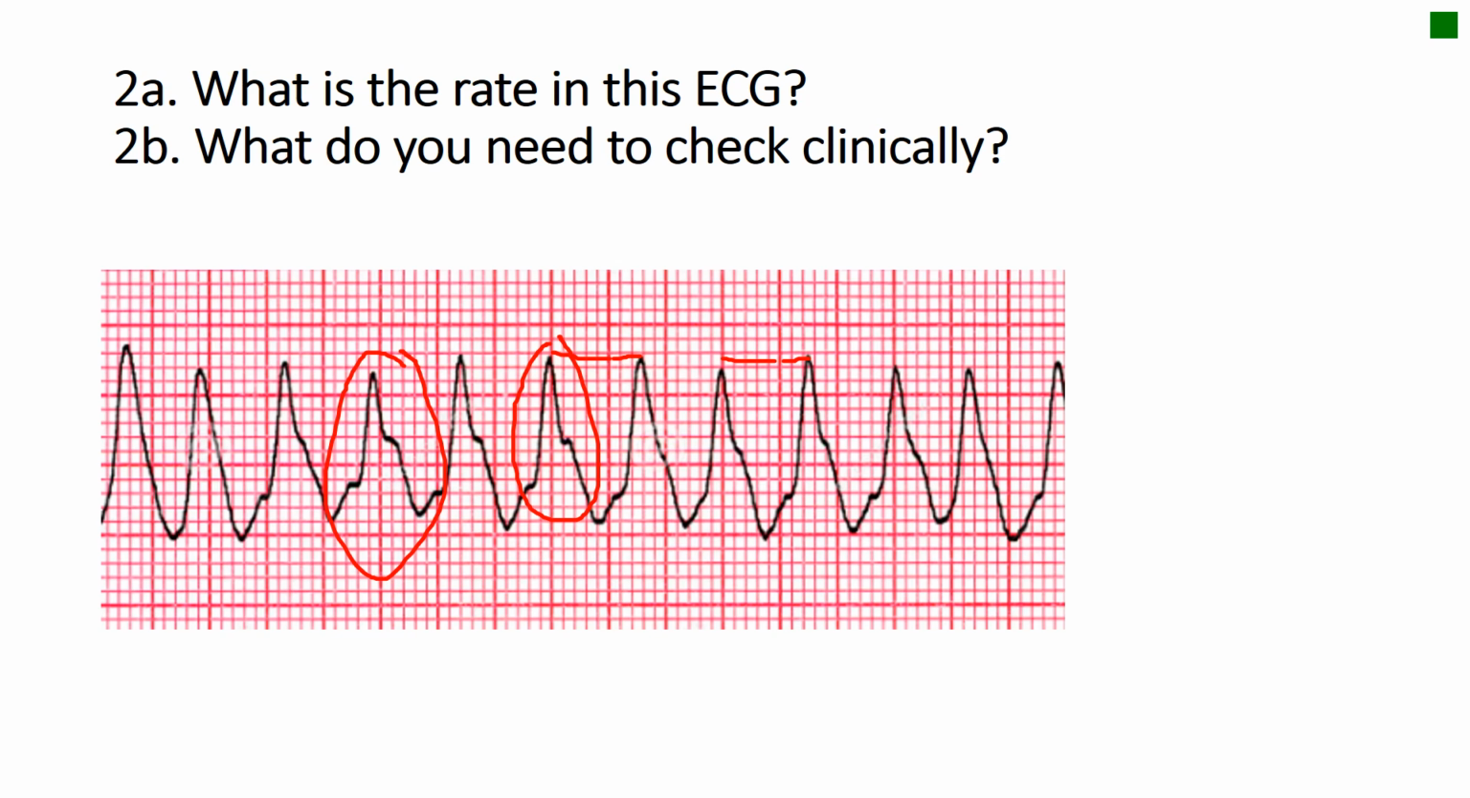If this is ventricular tachycardia, what do you need to check clinically? Well, we need to check whether there's a pulse. Is the patient having pulseless VT, or is there a pulse present?